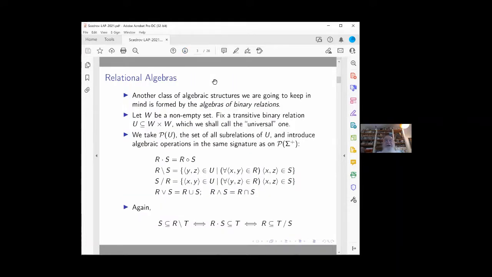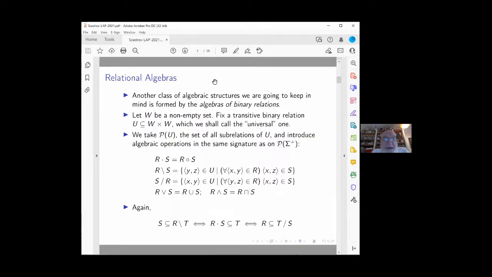Okay, so as the second example, let me look at relational algebras. This is another class of algebraic structures, algebras of binary relations. So let W be a non-empty set. Now let's fix a transitive binary relation U on W, which we'll call the universal one. And we'll look at the power set, the set of all subrelations of U, and we'll introduce very similar algebraic operations. The multiplication now is just composition of relations.